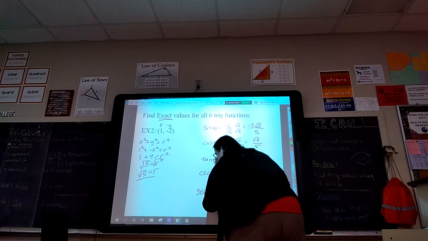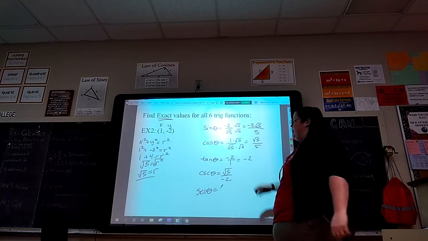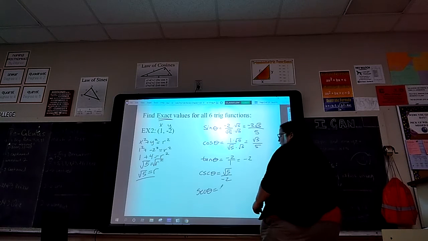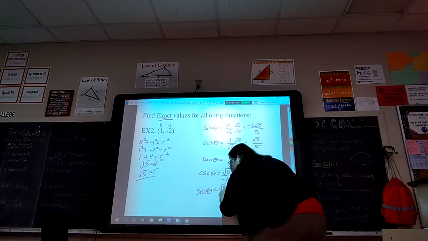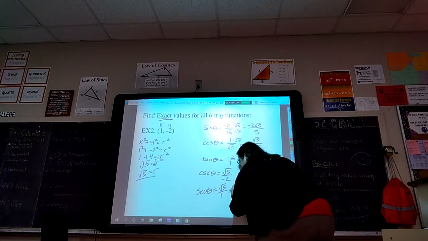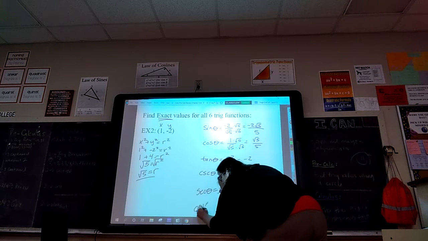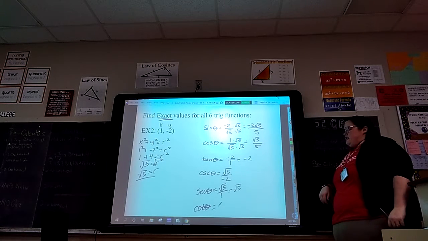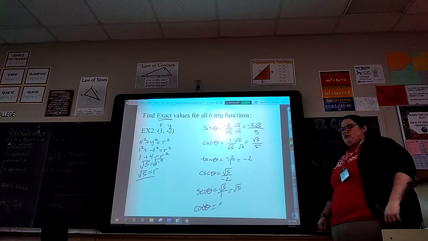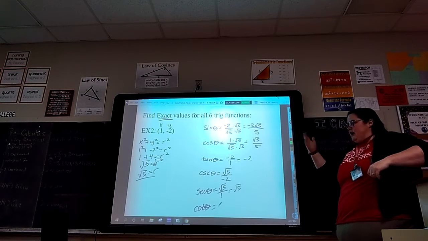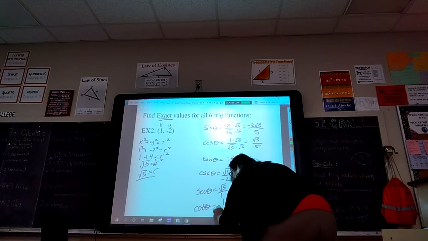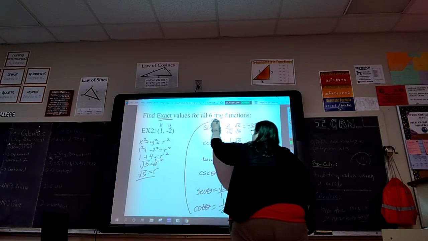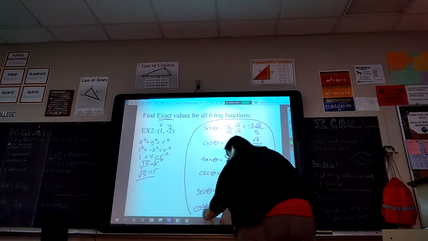Secant is the reciprocal of cosine. So cosine was x over r, so secant is r over x, which is the square root of 5 over 1, which again, you can just make the square root of 5 if you like. And then cotangent, that is the reciprocal of tangent. So tangent was y over x, so cotangent is x over y. So 1 over negative 2. So there are our 6 trig ratios.